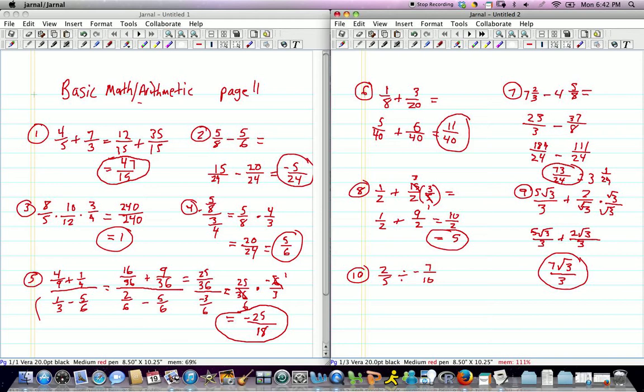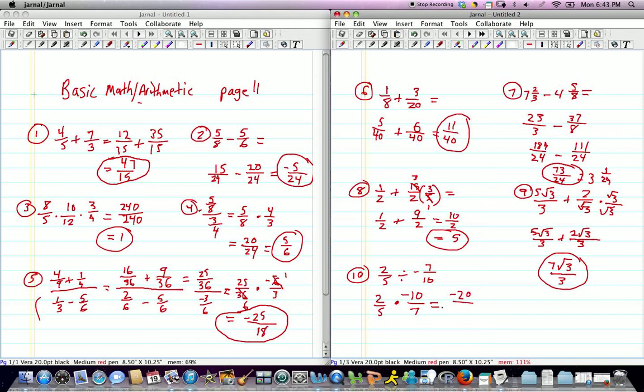It's a division problem, so we do the same thing we did earlier, where we keep the first fraction the same. We change division to multiplication. We flip the second fraction to get the reciprocal. Don't forget about the negative here. And then what we can do is multiply straight across if you want. We could do the cross-reduce method. I'll multiply straight across since I did cross-reduce the last couple of times. So I multiply 2 times negative 10 and get negative 20.